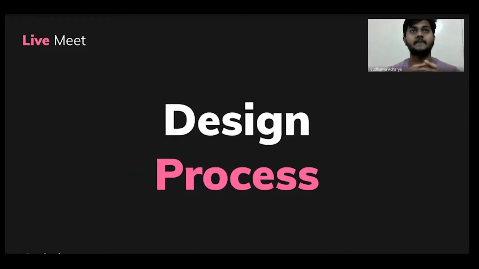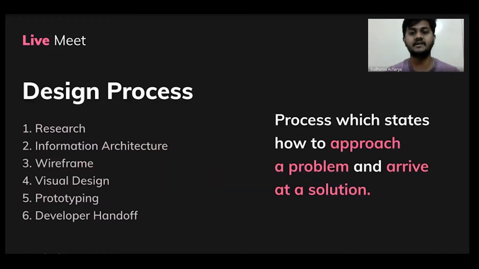Now, we had seen that design is all about solving problems, right? If we are thinking about solving problems, then we need to have a certain process for how to approach the problem and how to solve it. We covered this in what is called the design process. Basically, the design process states how to approach a problem and arrive at a particular solution. In the design process, we had 6 steps.